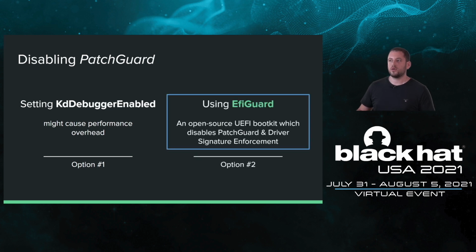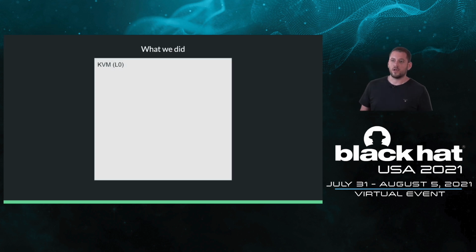So we actually found a pretty cool and useful tool called EfiGuard. EfiGuard is an open source UEFI bootkit, which enables you to load the NT kernel without PatchGuard enabled. And also, it disables the driver signature enforcement mechanism, which enables us to load any driver we would like, including our fuzzer and our harness driver, pretty easily. So we chose this tool, and it was published on GitHub, and it actually solved our problem. And we patched out the VMBus logic.